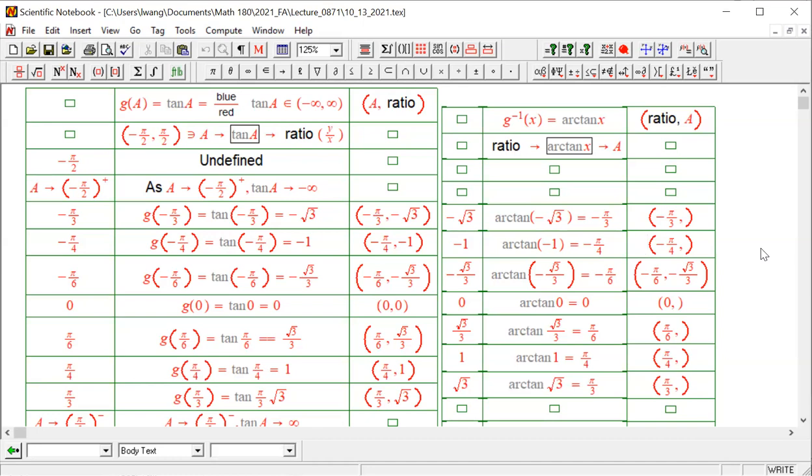Professor, shouldn't the inputs and outputs be switched? Yeah, we're switching on this side too. Is that what you meant? Yes, absolutely.